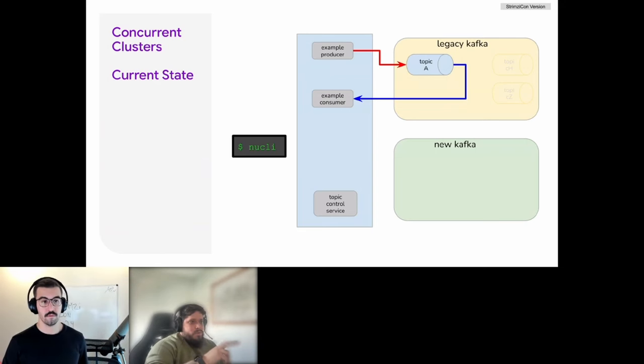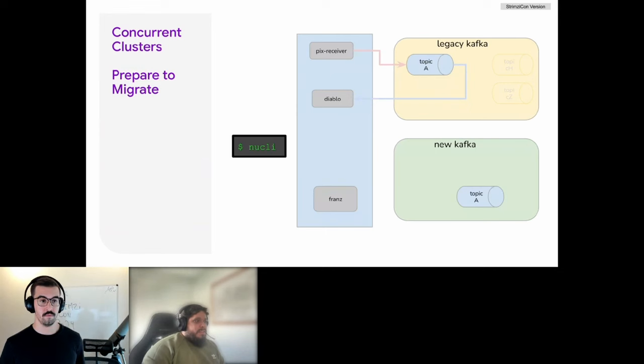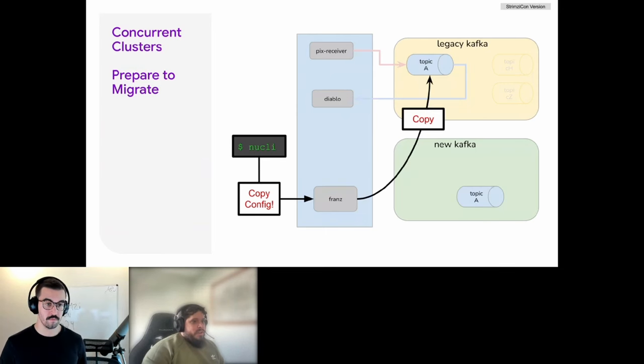This is the current state. The producer is producing to a topic and the consumer is connected to it. In the first step, Nucli will send a command to France saying to copy the config from the legacy Kafka and create a topic with the same config in the new Kafka. That will make sure that the new topic will be able to handle all the load that the old topic handled.